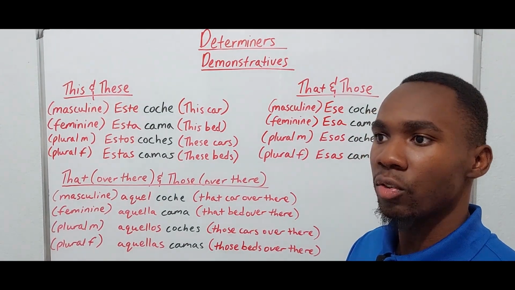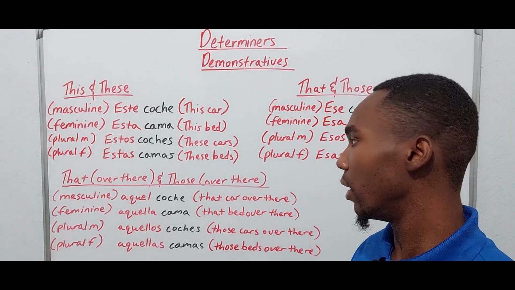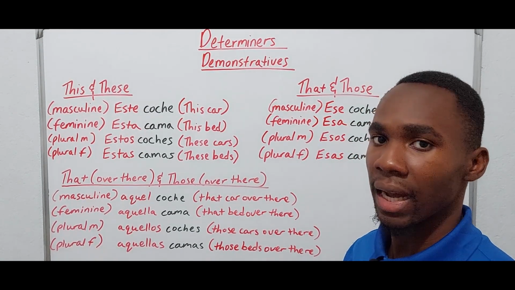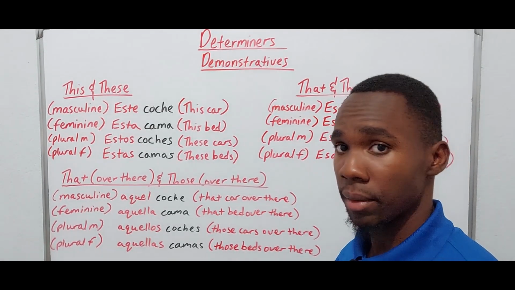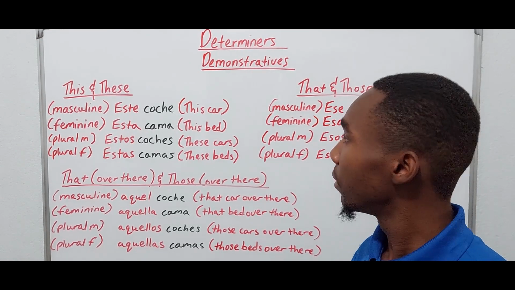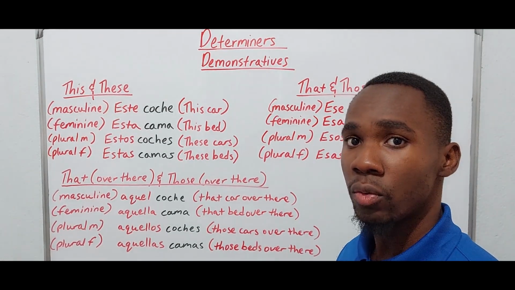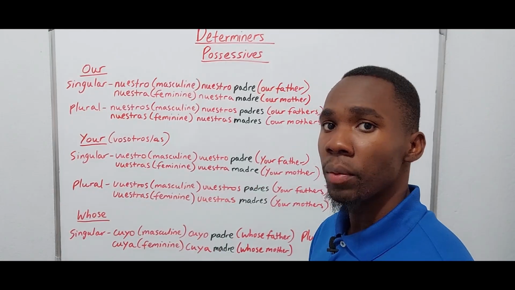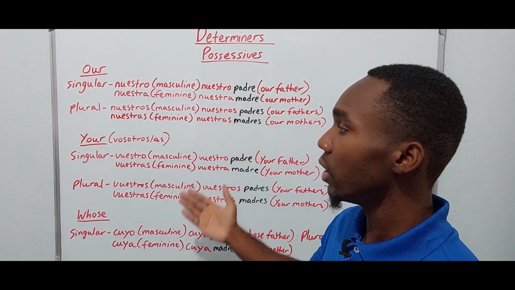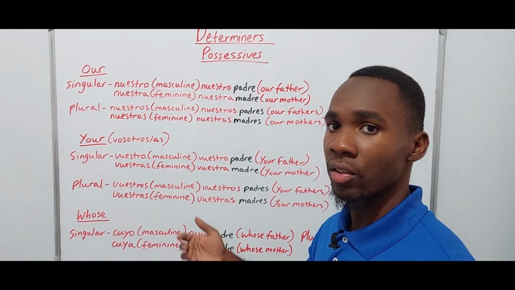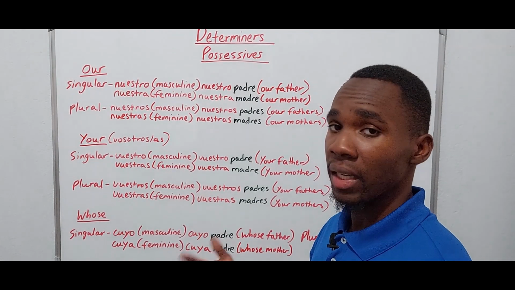So that over there is going to be either aquel or aquella, depending on the gender. And those over there would be aquellos or aquellas, of course, depending on the gender and the number. So these will be demonstratives. Let's proceed to possessives. So we move on to possessives. And as you see here, all the possessives are not mentioned because the other possessives are not affected by gender, by the gender of the noun.